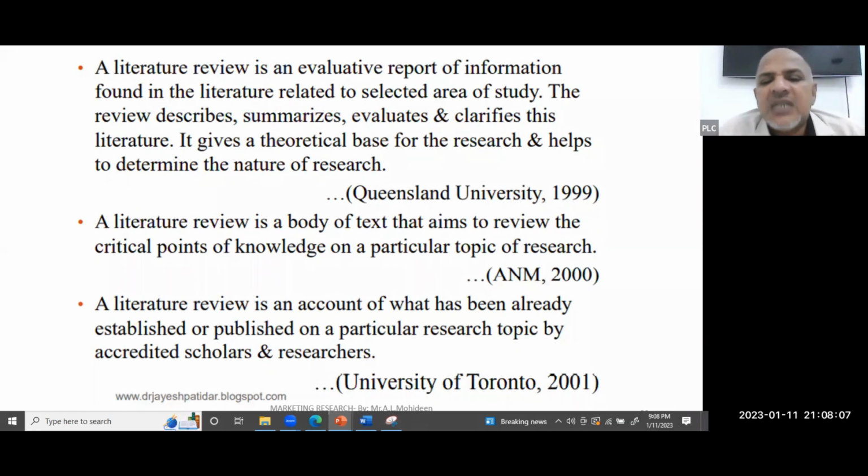A literature review is an account of what has been already established or published on a particular research topic by accredited scholars or researchers. So there are many researchers, they have done researches. So you can go and read the research articles. So how are you going to get your research articles? How are you going to read your research articles? I will discuss in the next class.